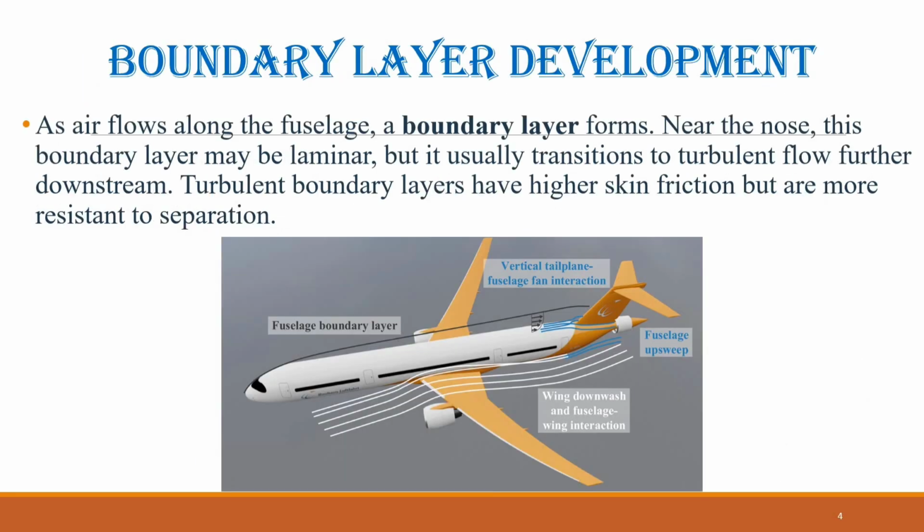Boundary layer development. As air flows along the fuselage, a boundary layer forms. Near the nose, this boundary layer may be laminar, but it usually transitions to turbulent flow further downstream. Turbulent boundary layers have higher skin friction, but are more resistant to separation.